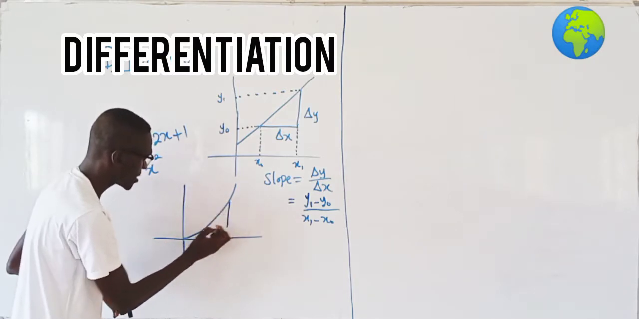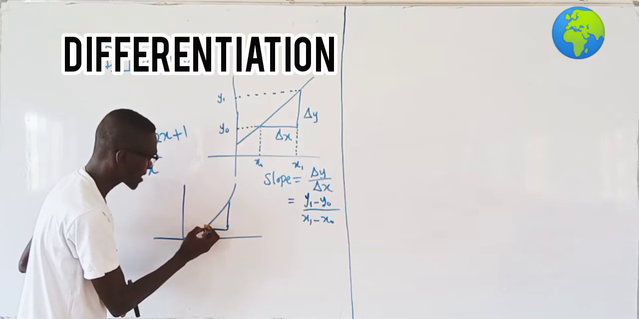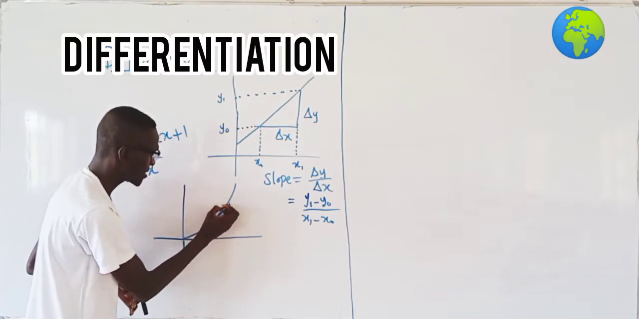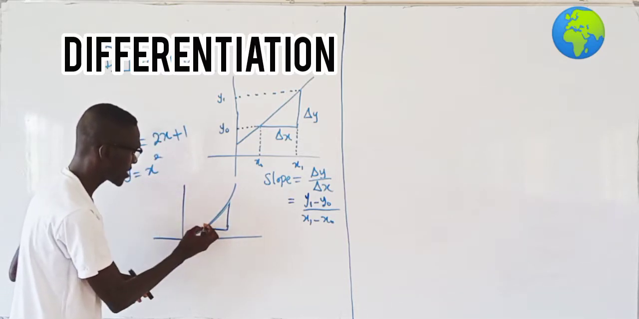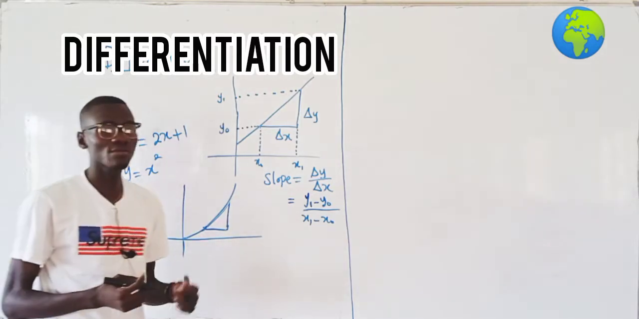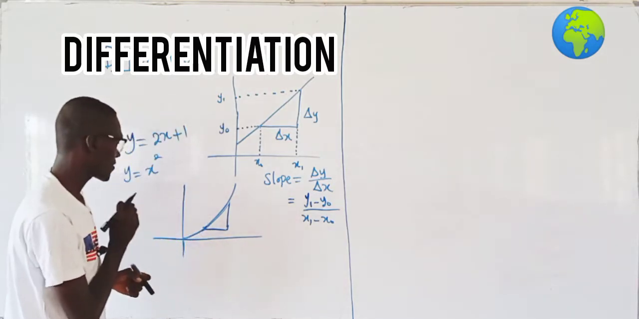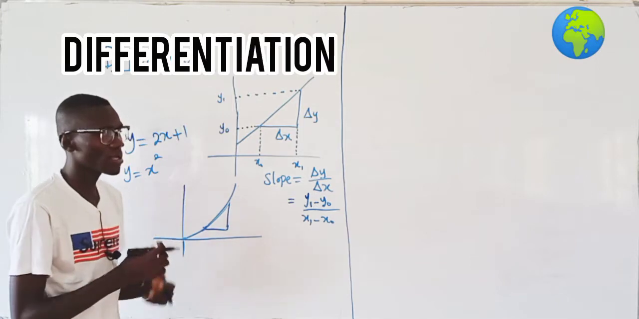Because if I just cut it like this, you can all see that this is not a straight line. I'm still having a curve. So that is where the problem came. How do we calculate this kind of slope? So they introduced what we call differentiation.